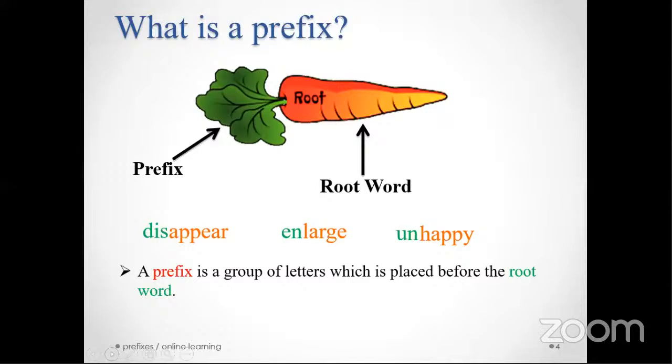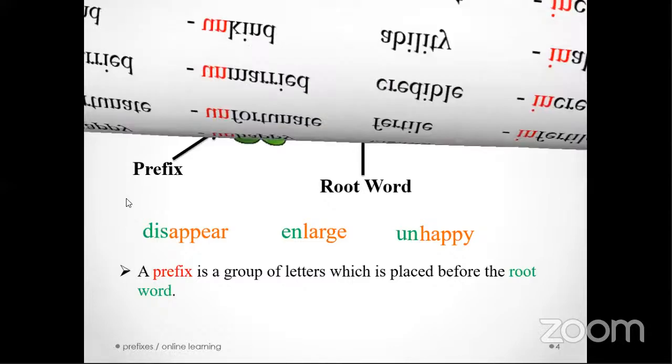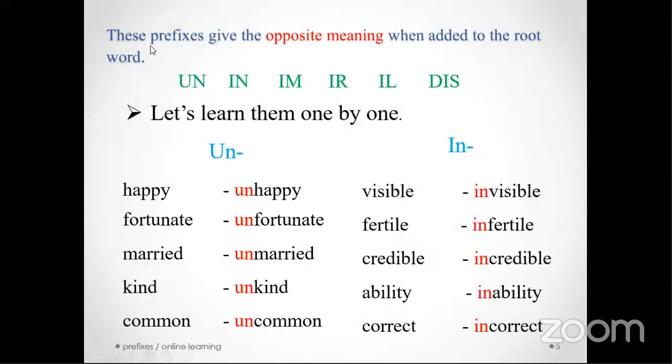Right. I will go to the next part. Here you can see some prefixes: an, in, im, ir, il, and dis. It says that these prefixes give the opposite meaning when added to the root word, right?